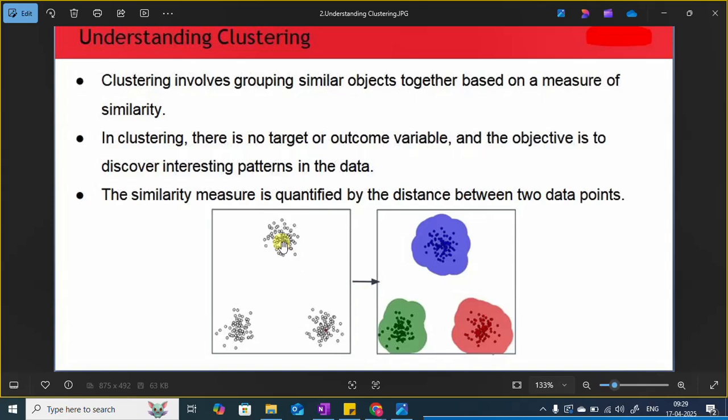And how can I predict the similarity between the data points? By measuring the distance between the data points. And how we measure the distance, that is a different story, a different topic altogether. We'll cover it in today's class. Don't worry. Any doubt so far, guys? Any doubt so far?